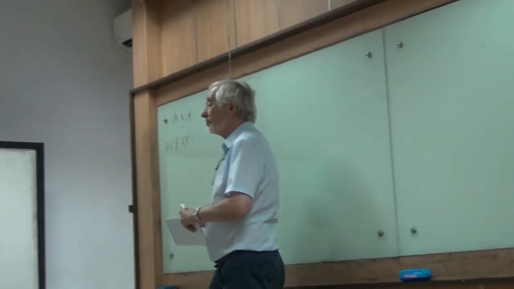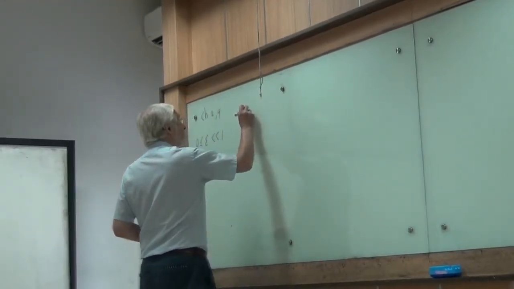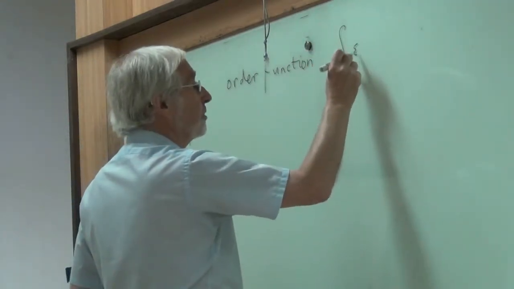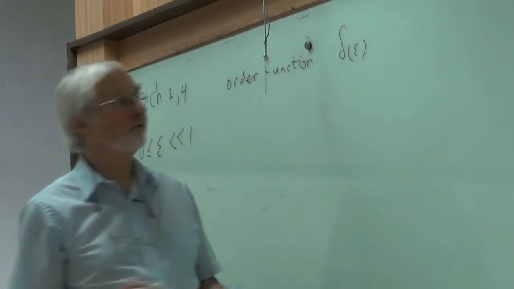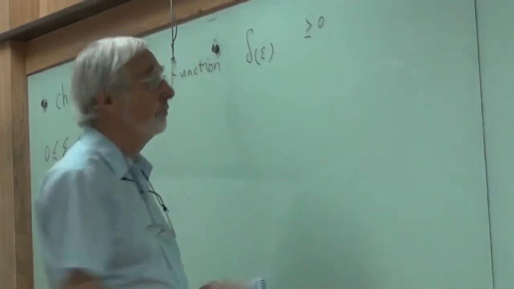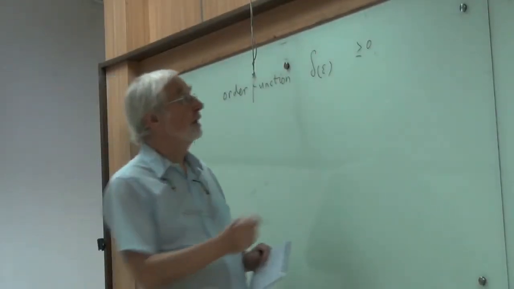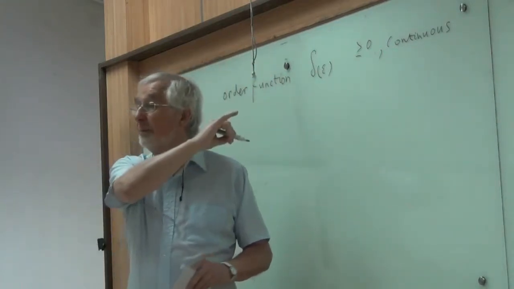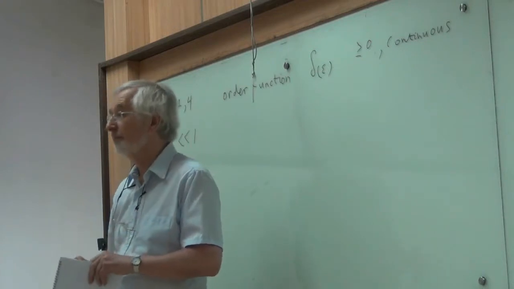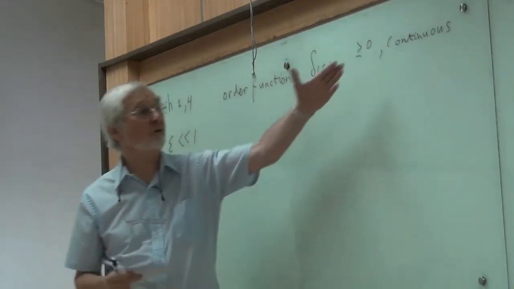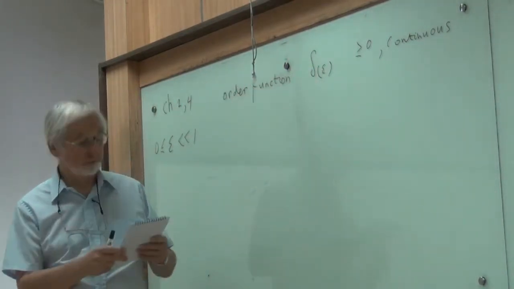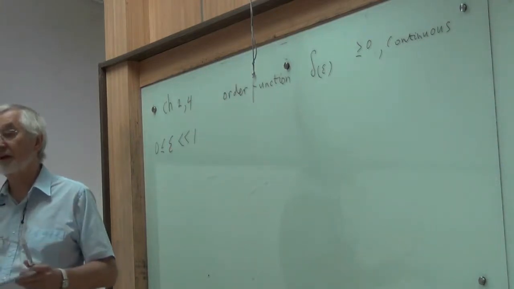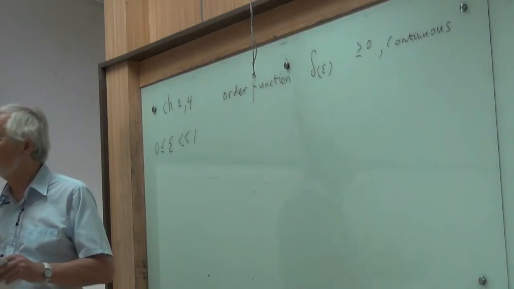And I want to introduce order functions. Delta epsilon. It's a function of epsilon, and it is positive or at least zero, at its lowest. It's continuous. Can you read this at the back? You must complain if you can't read it. I can write it larger. Anyway, I will say it's continuous and semi-definite also. Now, what are these order functions? These order functions are the kind of measure sticks. They measure the size of functions. That's what we're going to do.